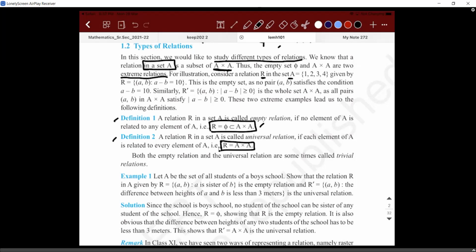So when they say difference, there are two words you need to remember. One is called subtraction, and the second is called difference. What is the meaning of it?